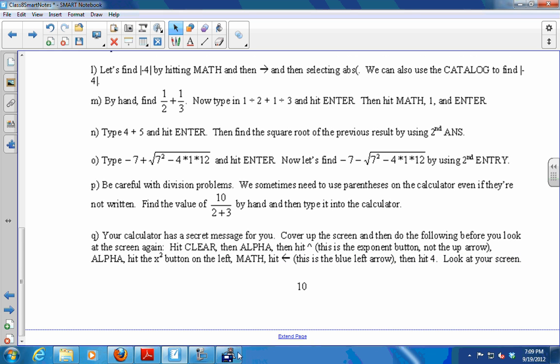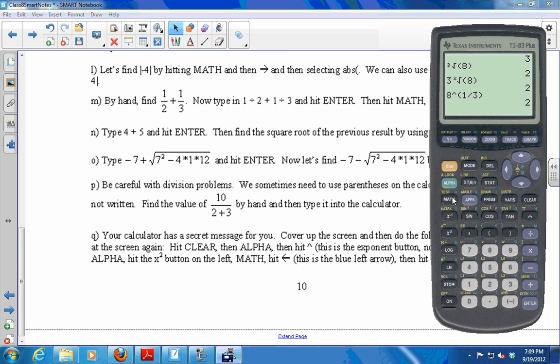Okay, if we want to do absolute values, that's also in the math menu. So once you're in the math menu, you can see there's 4 sub-menus across the top. If you go over to number, the first option is absolute value. Choose that and type in absolute value of -4. So it doesn't give you the bars, which are our normal symbols. It just says ABS, open parentheses. So it's just saying, what do you want to take the absolute value of? Type it in and hit enter. And it gives you the absolute value back.